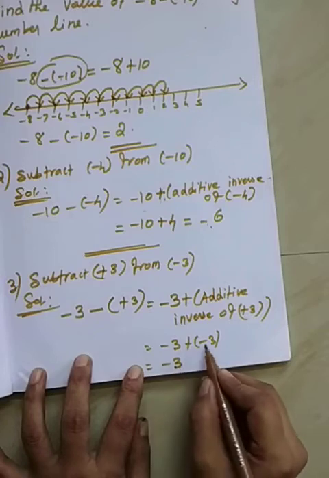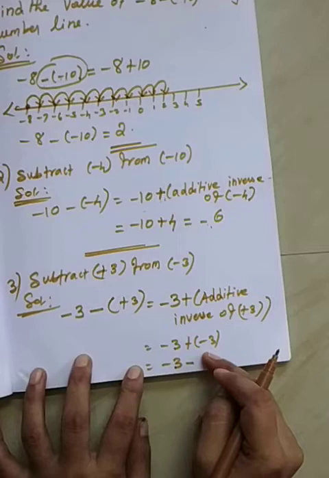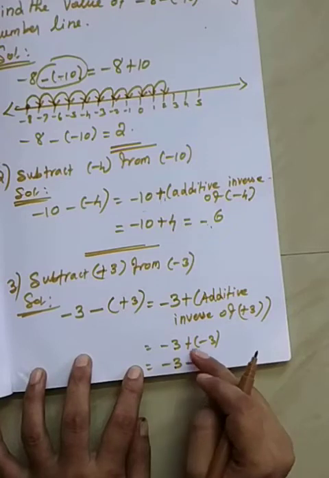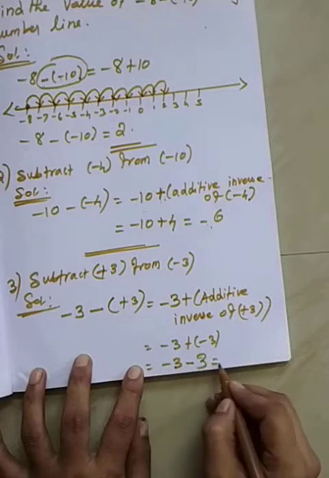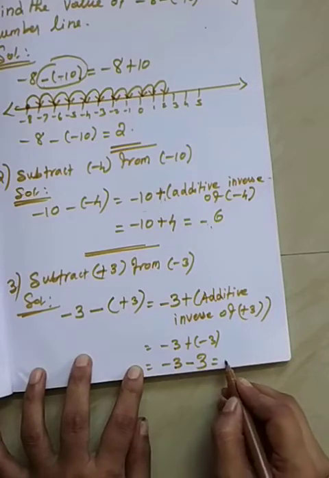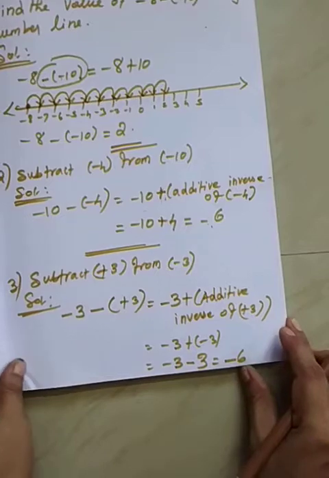In this, plus into minus is minus. I think everybody knows this formula. See here, plus into minus, minus, put this 3. See here, minus 3 means both signs are equal. So you can add and then put a negative sign. So your answer is minus 6.